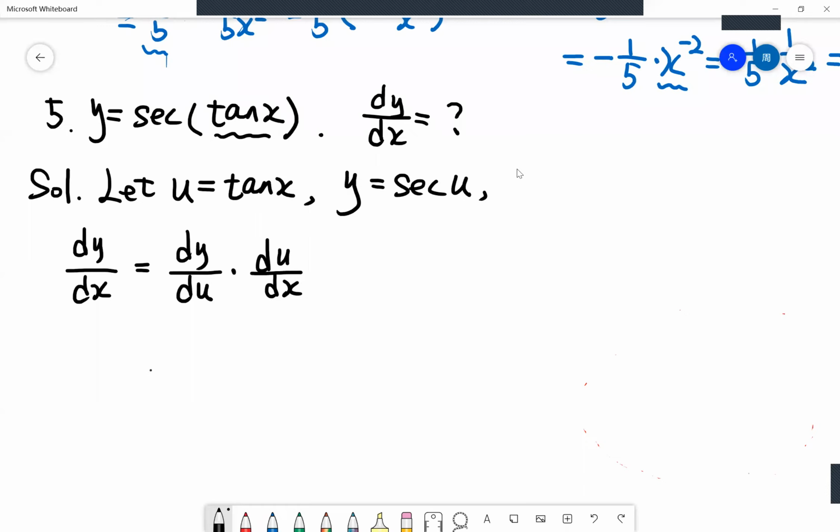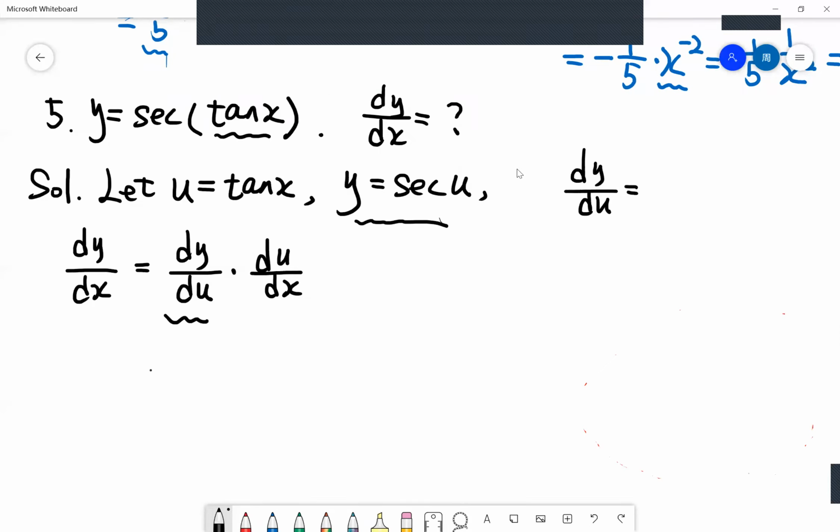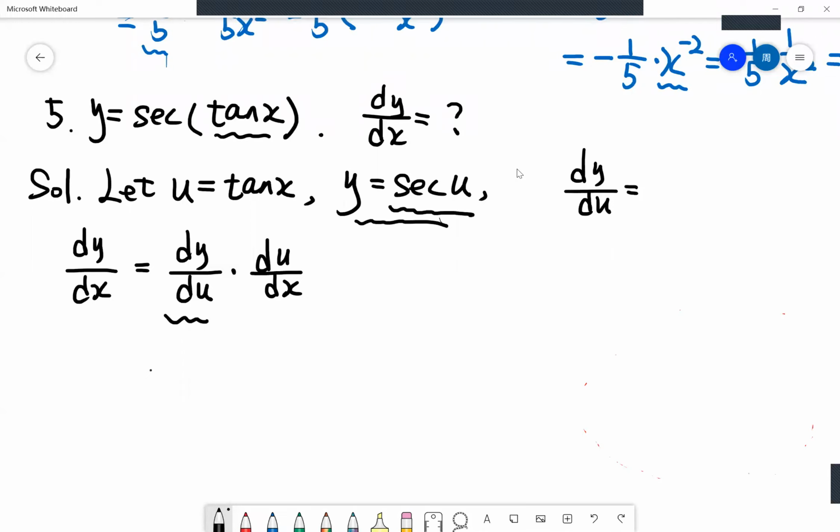And then we will calculate part by part, right? The first part, that is dy by du. Here, y equals secant u. So dy by du. Remember the formula at the beginning of the class? We have calculated, right? So the derivative of secant u with respect to u equals secant u times tangent u.